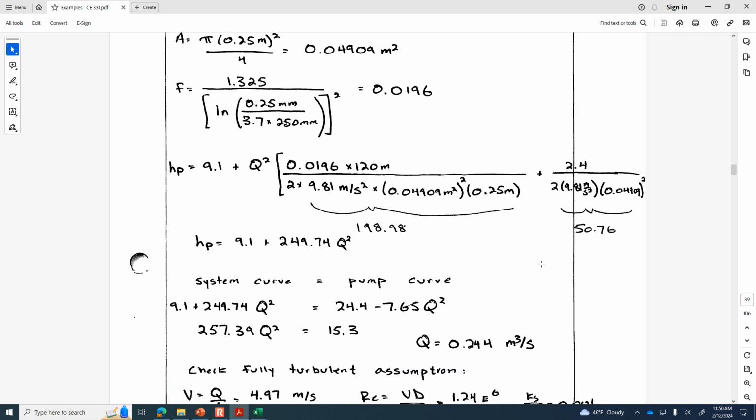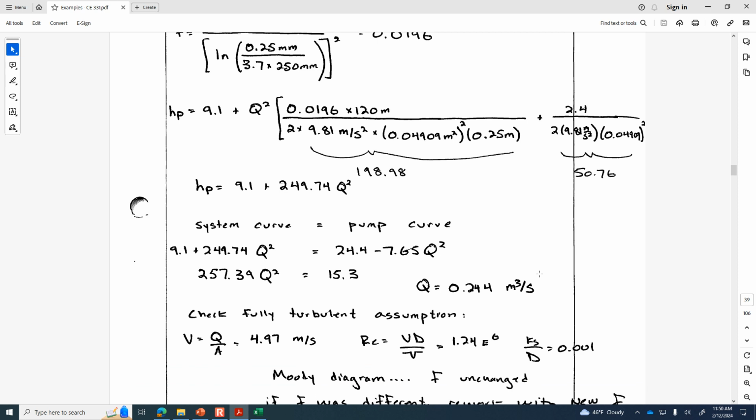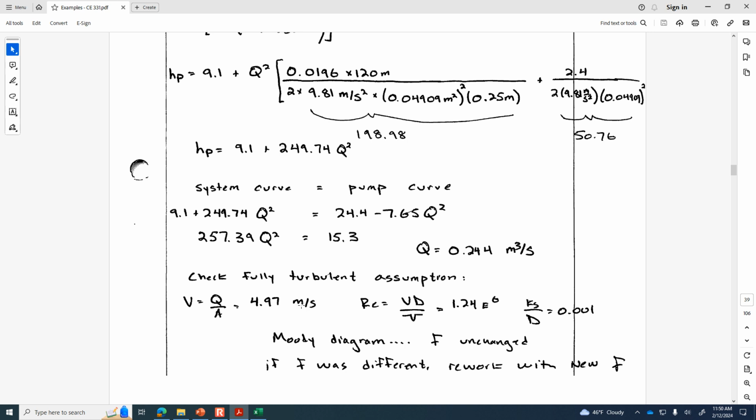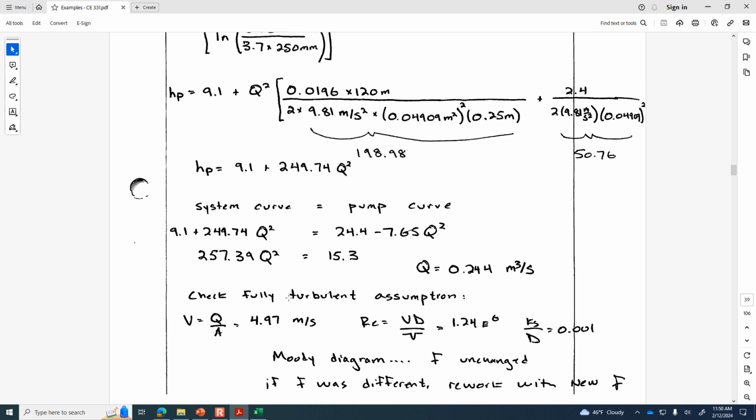And just to check the fully turbulent flow assumption, the velocity of the flow with this flow rate is 4.7 meters per second. And so if I went to a Moody diagram and checked what would the F value be, it turns out that the F value is unchanged, that the velocity here is high enough that actually the fully turbulent flow assumption is valid. Now we can solve it on paper numerically.